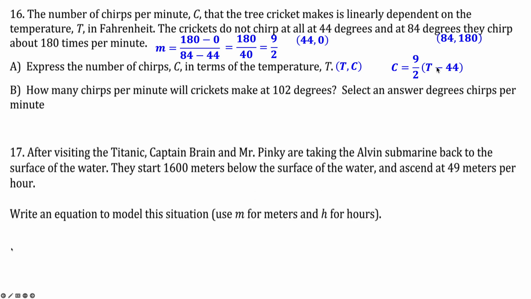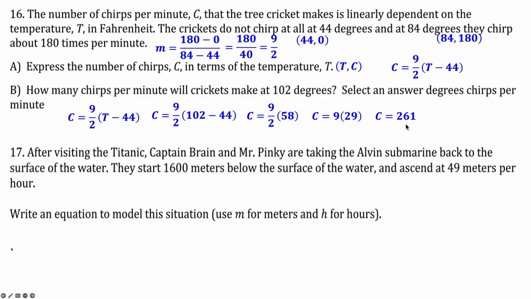So we're going to be able to use this equation now in part B, where it says how many chirps per minute will the crickets make at 102 degrees. All right, so we'll take the 102, and we're going to substitute it in for t. We'll subtract 44, that's going to give me 58. 9 halves times 58, well, 2 can go into 58 29 times. 9 times 30 is 270, so subtract 9 because I added 1 in here, which means I added an extra 9 to be multiplied. That's going to be 261 when I multiply it. So that's how many chirps there would be at 102 degrees.